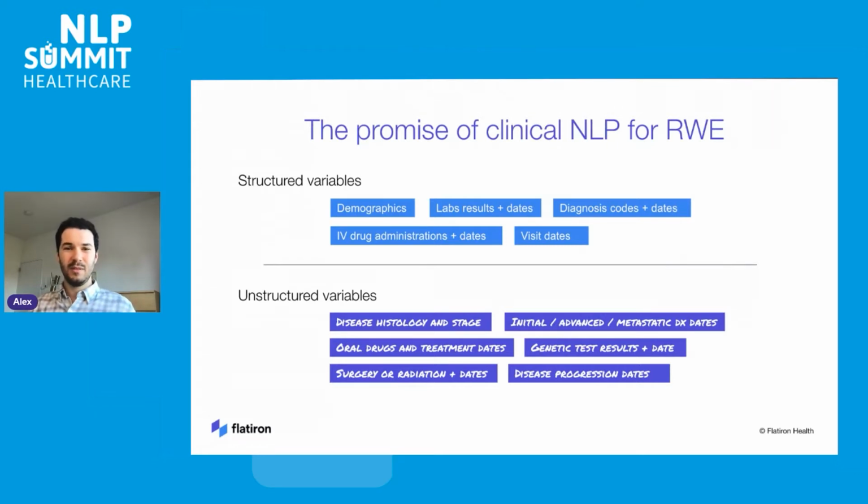But a lot of other variables, including many of those that are most critical for clinical research, are really not captured in a consistent and accurate way in a structured form. So instead, they're typed in by physicians in visit notes or might be scanned in as pathology or radiology reports. So this includes things like disease histology and stage, initial diagnosis date of the disease, as well as potential later advanced or metastatic diagnosis dates, information about oral drug treatments, genomic testing results, etc.